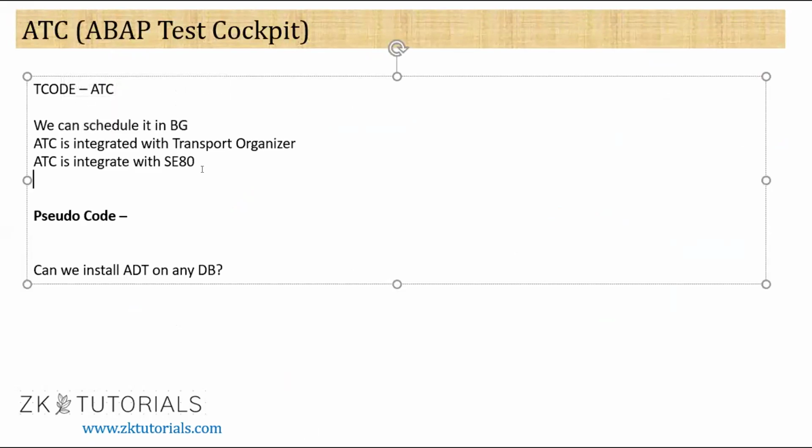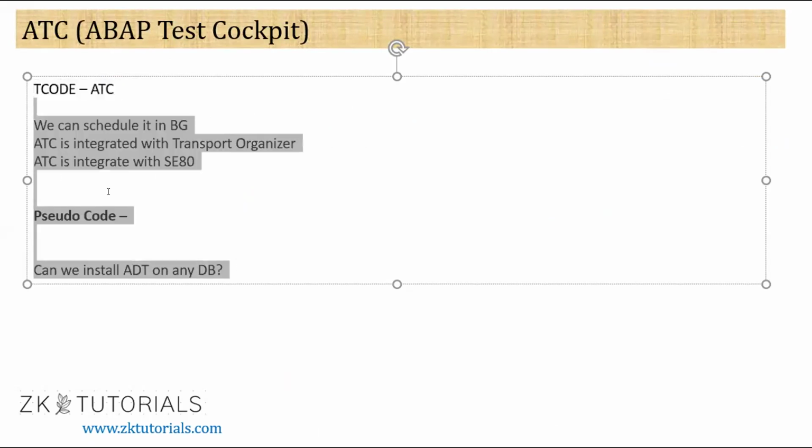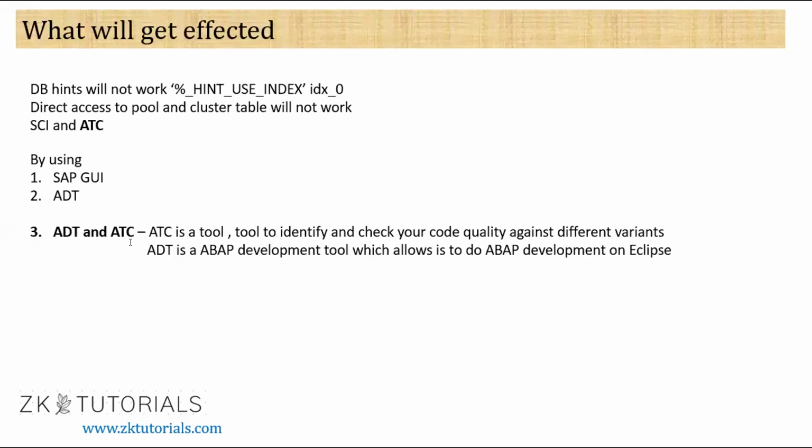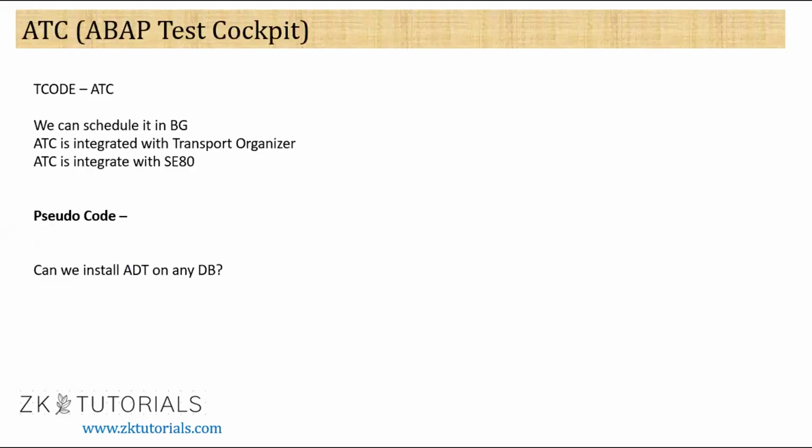In my own experience, we have to use ATC because it's very easy and fast forward also. If you use ATC in ADT, it will be very helpful for you. I have also told you the difference between ATC and ADT. ATC is a tool used to identify and check your code quality against different variants. ADT is a development tool which allows us to do development on Eclipse. Is this clear, guys?